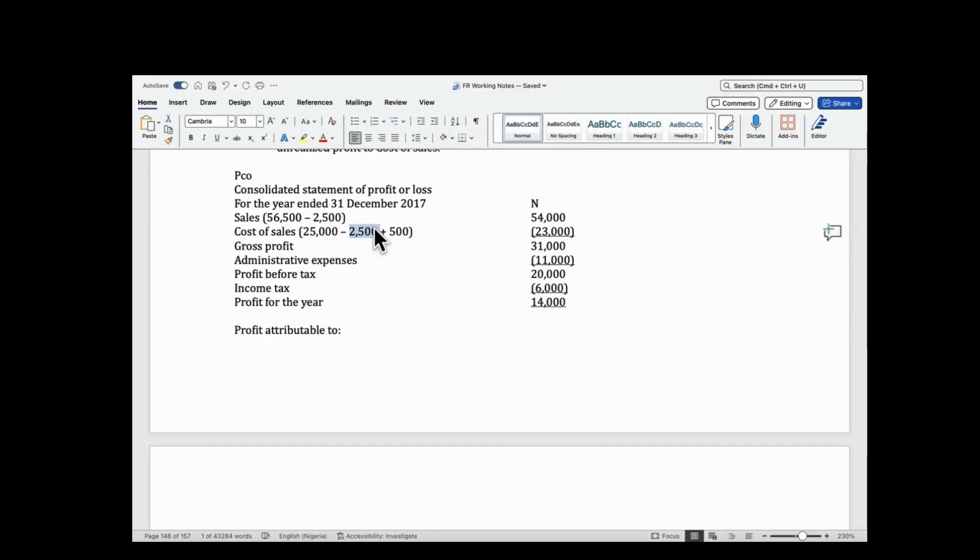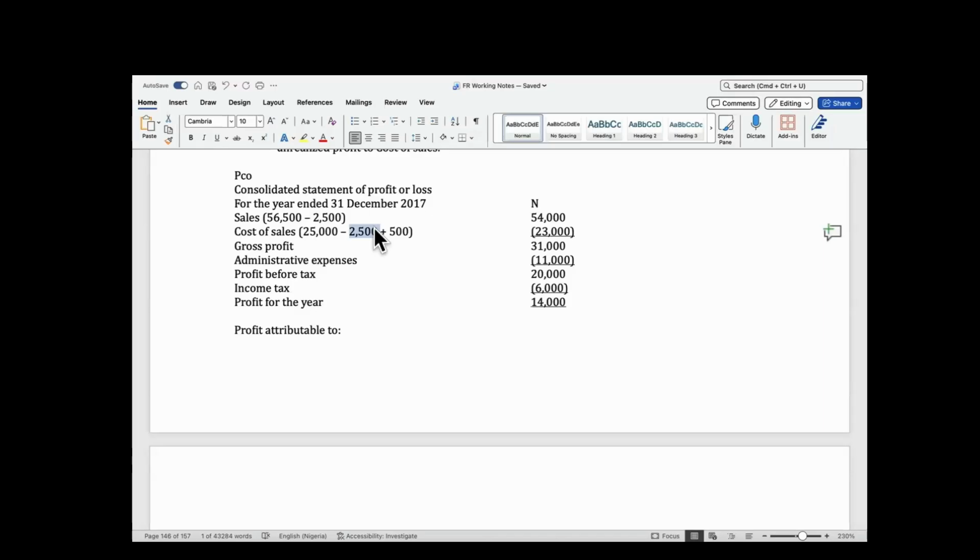So we need to remove that. And see, adjustment in accounting is usually double legs. So where is that profit sitting? It's sitting in two places. Number one, in the gross profit of the seller, which is the subsidiary, and also in the inventory of the buyer, which is the parent, in the statement of financial position. So we remove it from the gross profit of the subsidiary by adding it to cost of sales. We also remove it from the inventory of the parent.